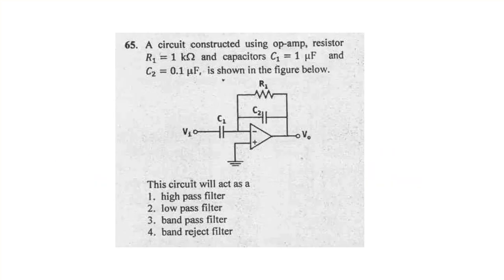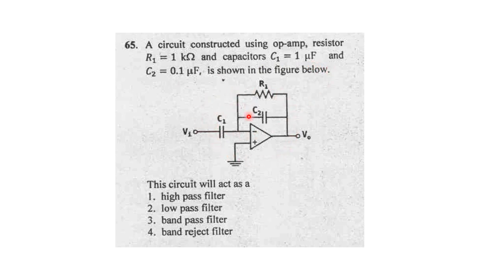Here the question is question number 65. A circuit constructed using an op-amp, resistor R1 equal to 1 kilo ohm and capacitor C1 equal to 1 microfarad and capacitor C2 is 0.1 microfarad as shown in the figure below. This is a given diagram.